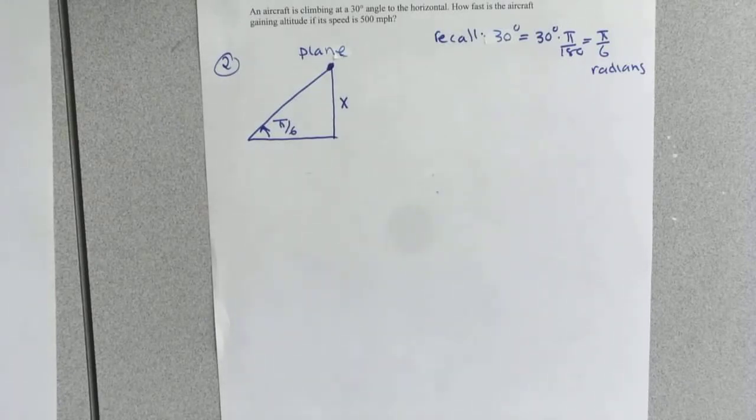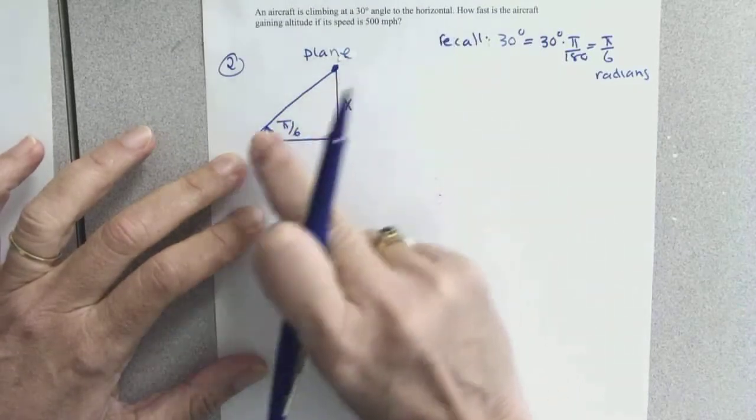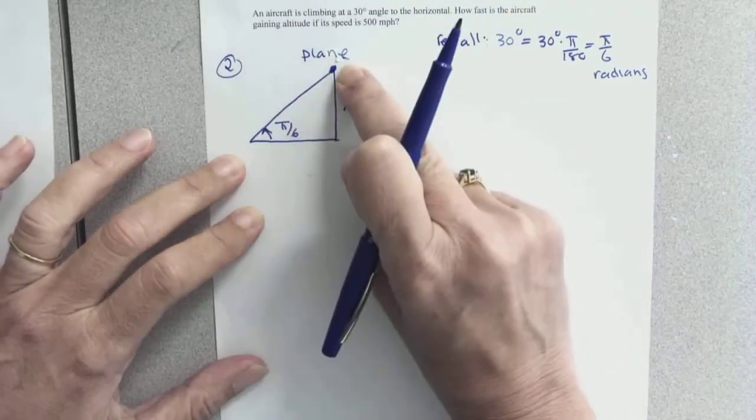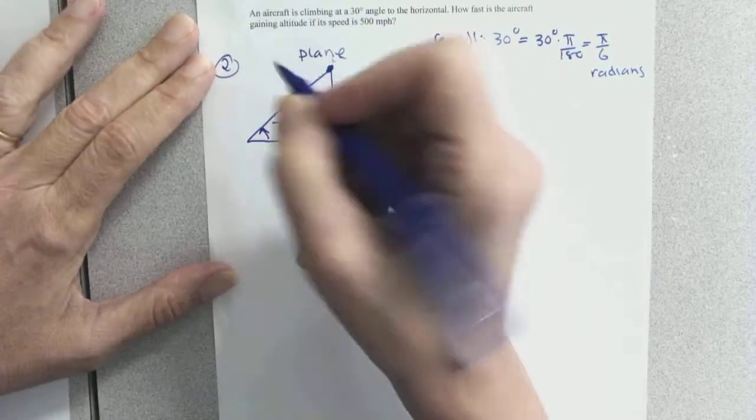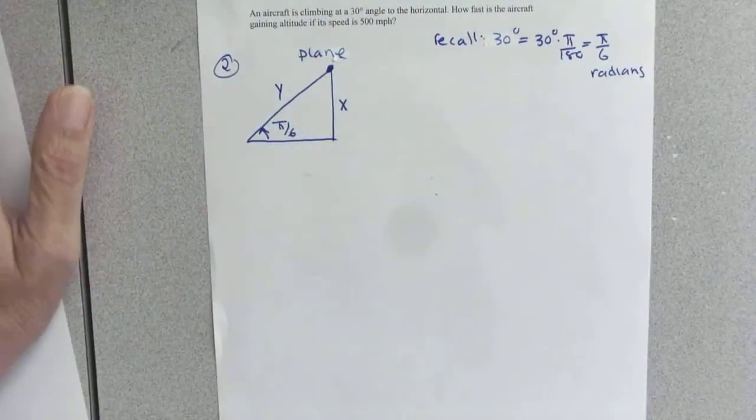Speed is a rate of change, velocity, and what it is measuring is how the line that the plane is on is changing. So the speed is talking about this hypotenuse right there, the line that the plane is traveling on. And so we're going to give that a name, y. There's my picture.